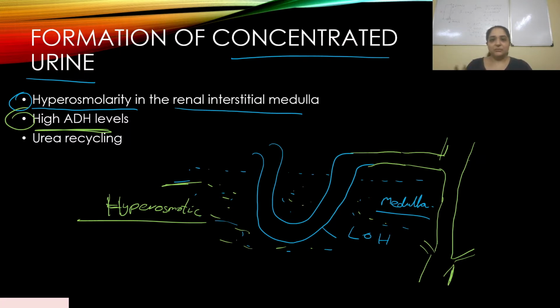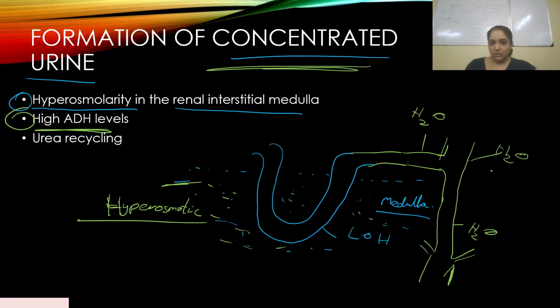Okay, but we don't want that, so the ADH levels reduce. But if you want a concentrated urine like we are talking about today, what will happen? Then the ADH levels increase and the ADH begins to reabsorb water. Water over here, water over here. It begins to reabsorb water. So another way that concentrated urine is formed is via high ADH levels.